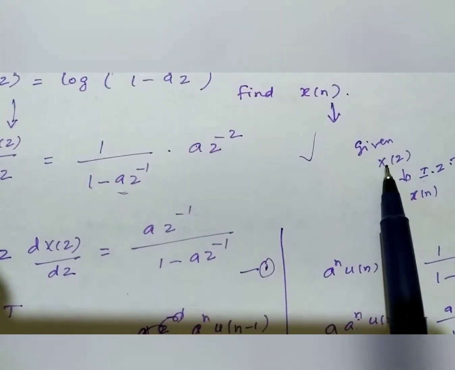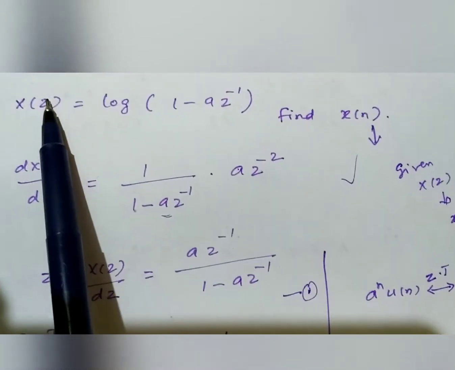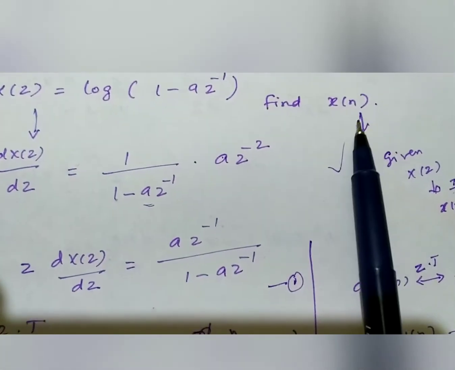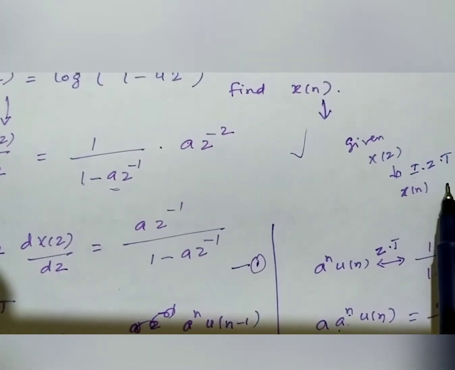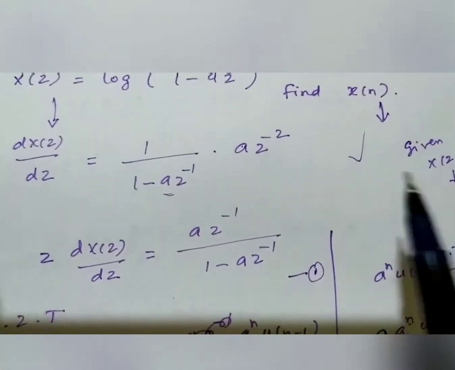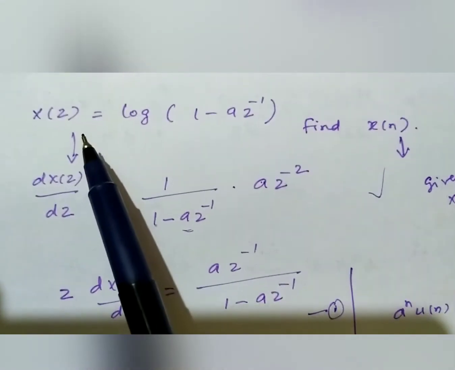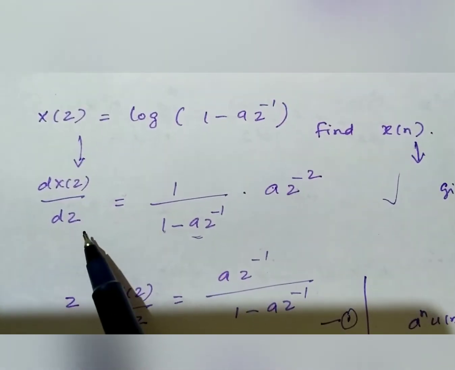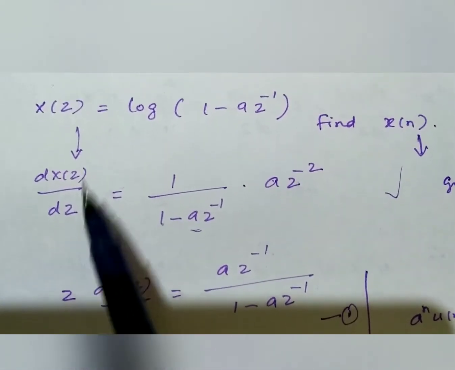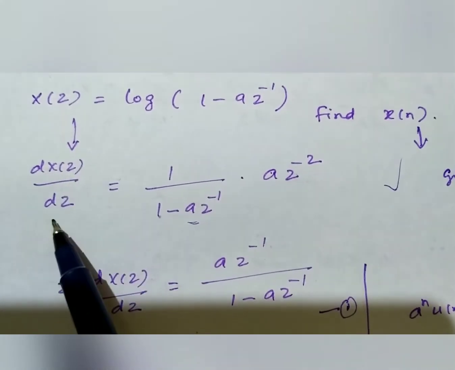Again, the given value is X(z), and we need to calculate x(n). So we need to go for the inverse z transform. To solve this problem, you differentiate the given function once with respect to z. So this is dX(z)/dz.